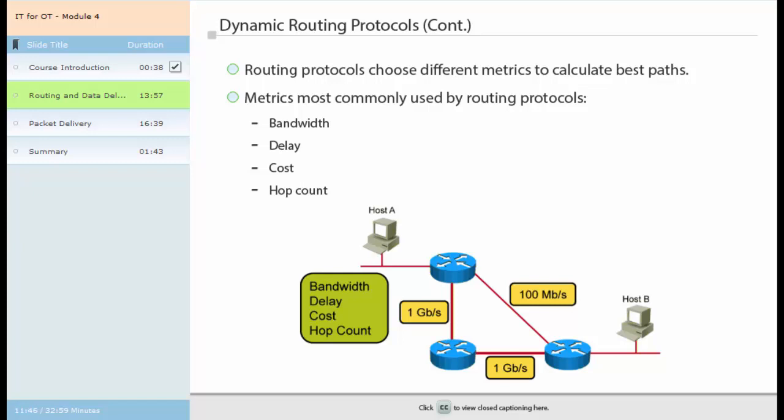In the figure, the hop count from host A to host B would be 2 if the path over the 100 megabytes per second link is used. The hop count would be 3 if the path over the 1 gigabit per second link is used.